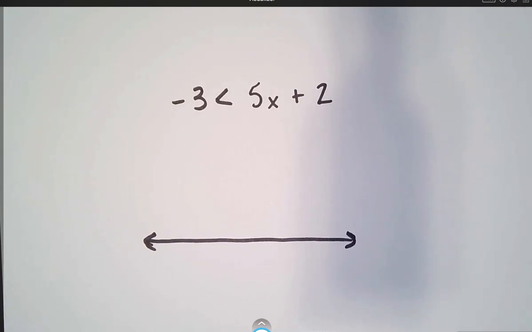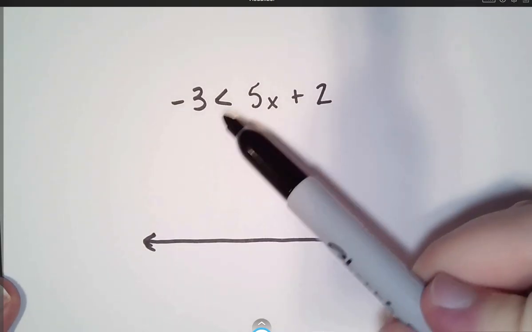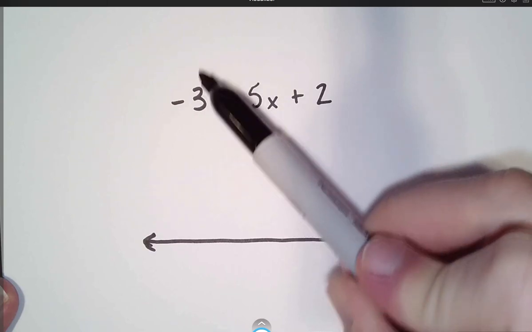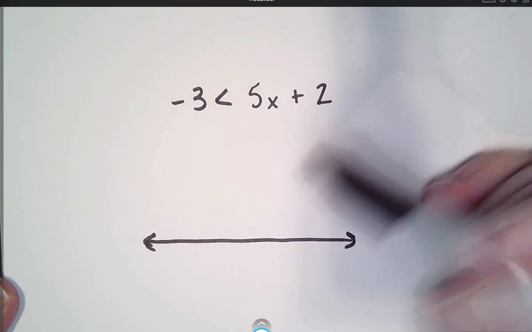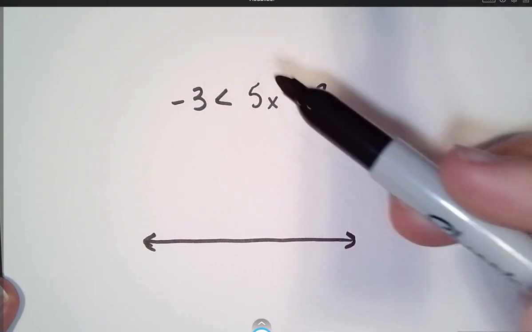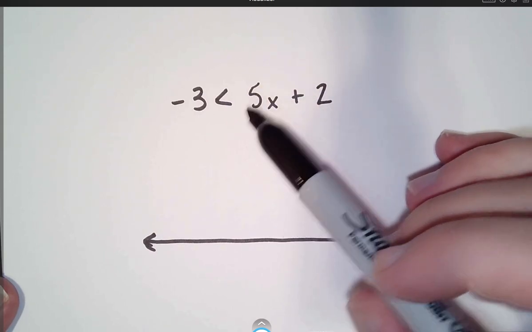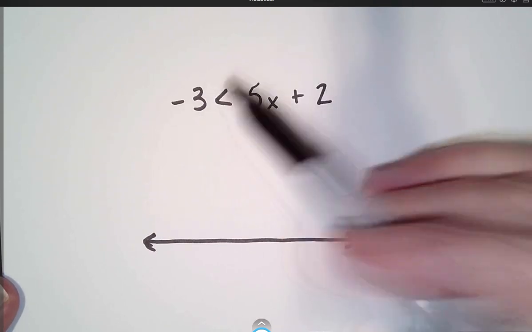All right, so we got inequalities here. An inequality, this is not an equal sign. It's either less than, greater than, or less than or equal to, or greater than or equal to. But we're going to solve it the same way as if this was an equal sign for now.